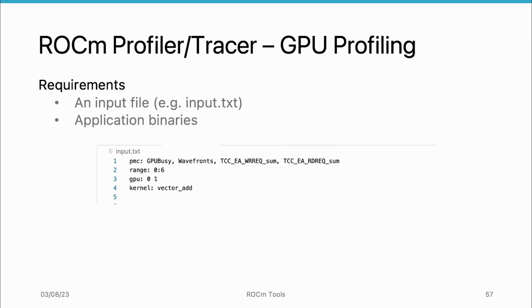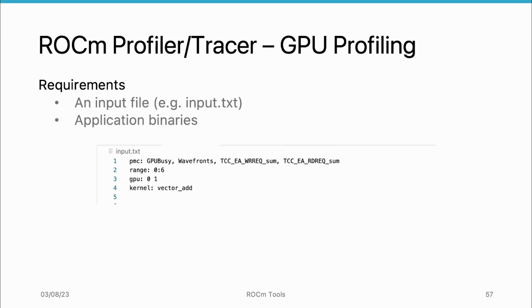For example, the first line specifies the performance counters, PMC, that we want to use. The range field suggests that we care about the first 6 kernels. We also want to profile these metrics on GPU 0 and 1 as our system has 2 GPUs. Finally, we specify the kernel that we want to profile by the kernel name. This is just an example, and we can specify different metrics and GPU configurations in the input file.